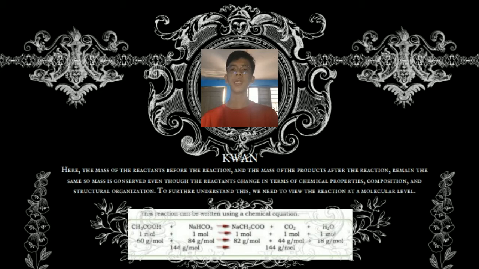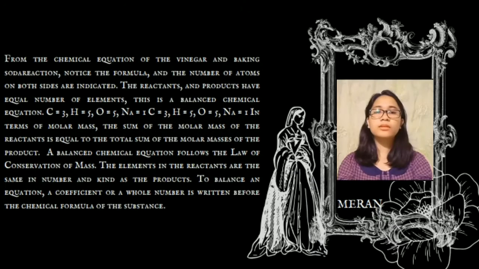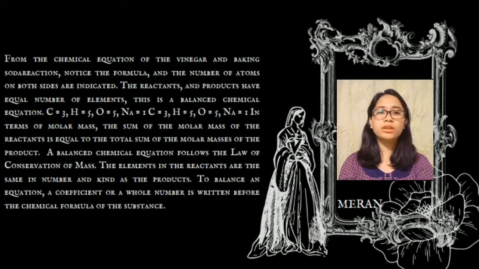To further understand this, we need to view the reaction at the molecular level. This reaction can be written as a chemical equation. From the chemical equation of the vinegar and baking soda reaction, notice the formula and the number of atoms on both sides are indicated. The reactants and products have an equal number of each element. This is a balanced chemical equation. C equals 3, H equals 5, O equals 5, N equals 1.